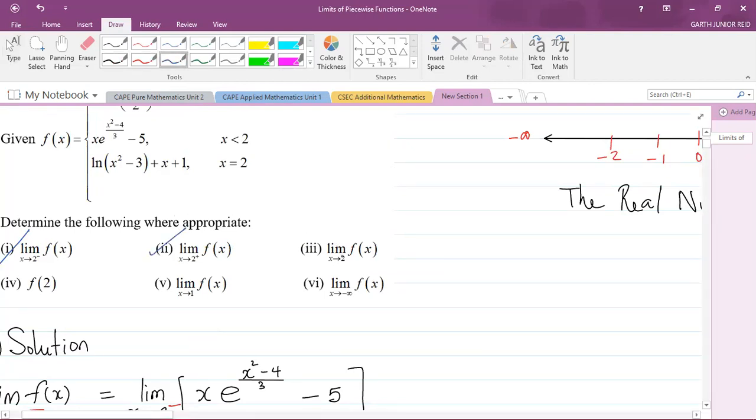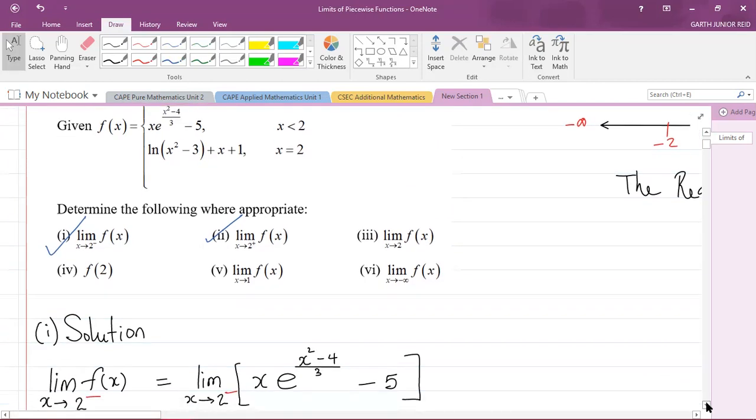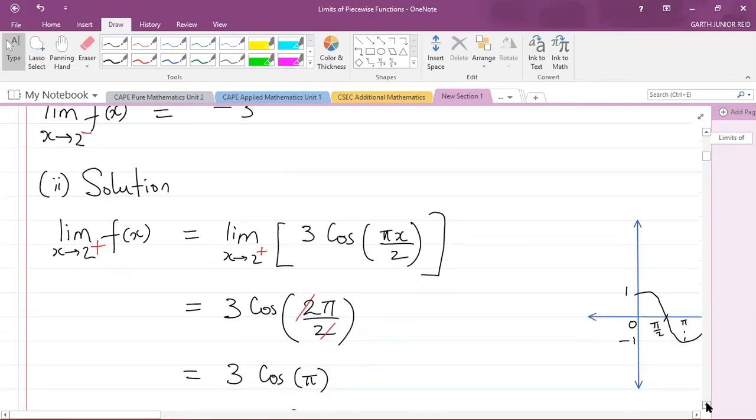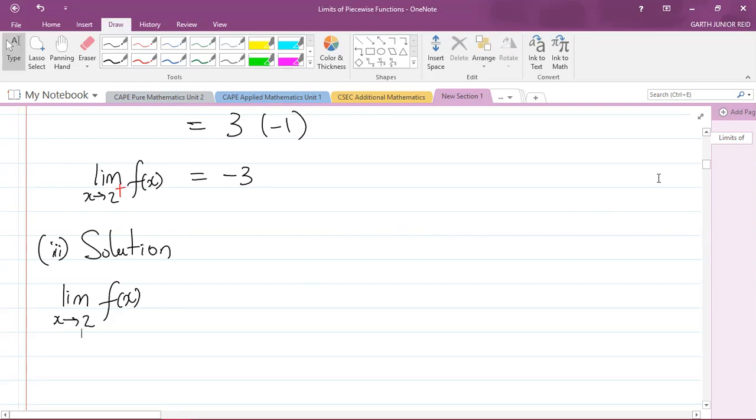Part 3 now says we are to find the limit of f of x as x approaches 2. Let's write that down. So at part 3, solution, they ask us to calculate the limit of f of x as x approaches 2. Now, how do we do this?